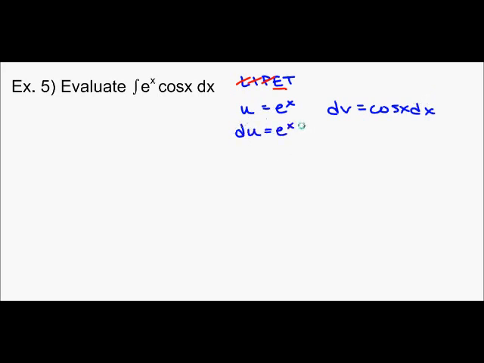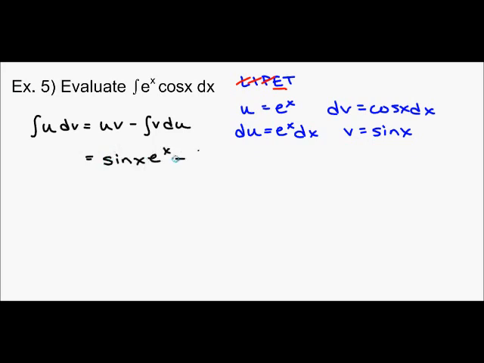du will be e to the x dx, and v will be sine x. And our formula, the integral of u dv equals uv minus the integral of v du. So I have sine x e to the x minus the integral of sine x e to the x dx.